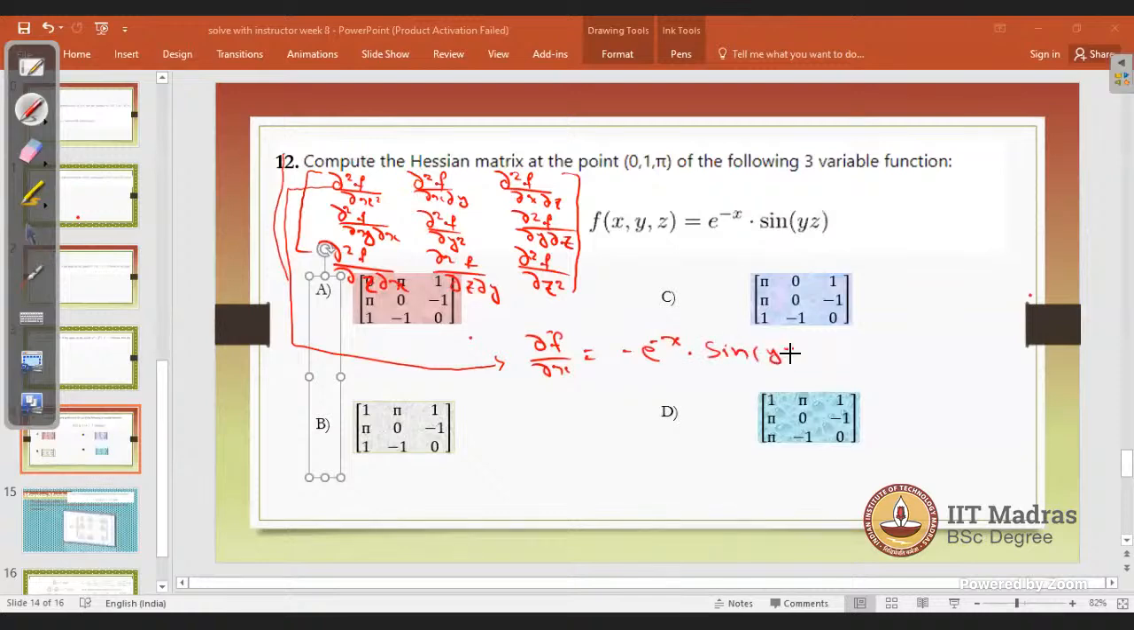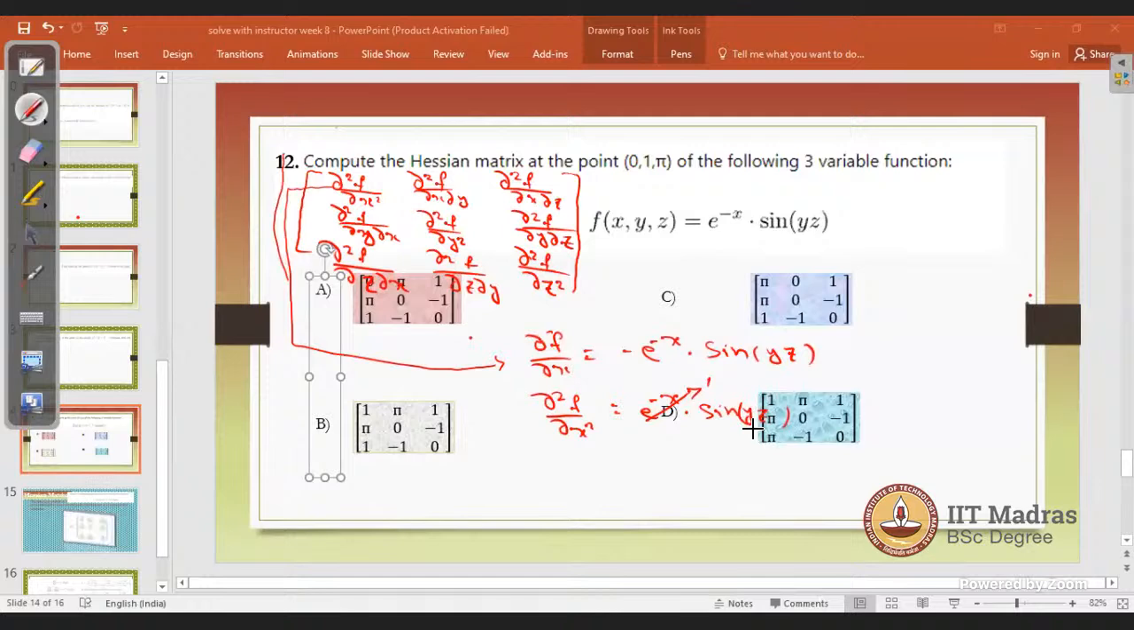Okay, let's keep it like that. The second order differentiation will be something like the same old one, sine of yz. Now we'll put the values 0, 1 and pi. For the x value, if we are putting 0, this term will be 1, e raised minus 0, 1, and sine z is pi and y is 1.